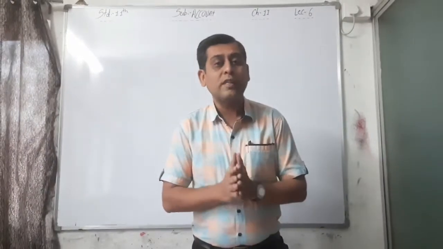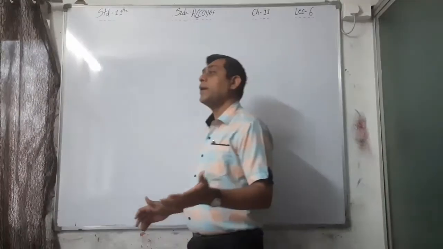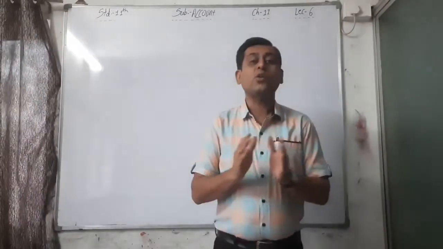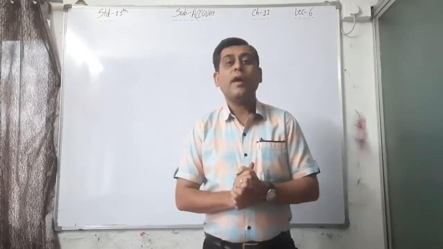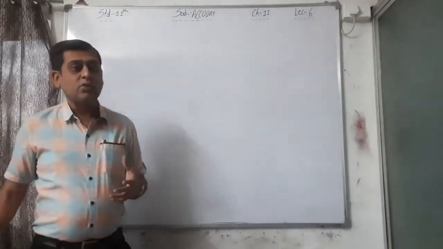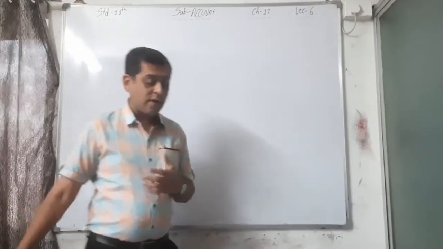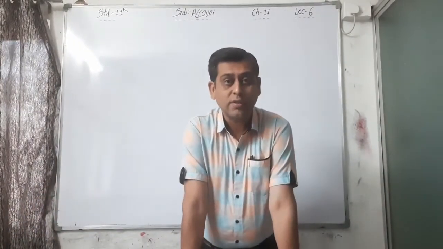I hope you did that in your example book. I also told you to do sums number 5 and 6 in your exercise book, which means questions 1 to 6 are over in your exercise book. I hope you did that, and if not, then please do. Now we will discuss our next illustration, illustration number 6.